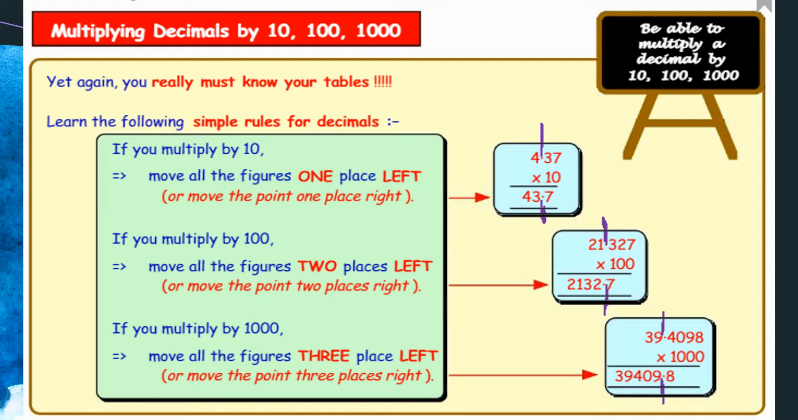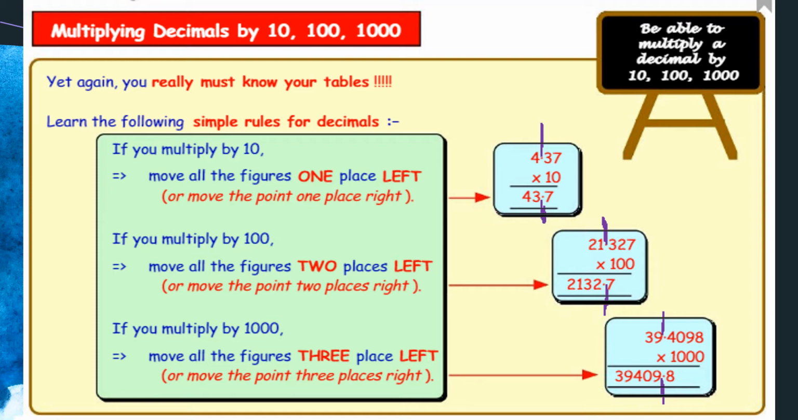Okay, so it says if you multiply by 10, move all the figures one place to the left. So if you notice, you've got 4.37. The decimal point stays where it is, and all of a sudden you've got your 4 moved from the unit to the 10 column, your 3 moved from the tenths to the unit column, and your 7 moved from your hundredths to your tenths column. But the decimal point didn't move.